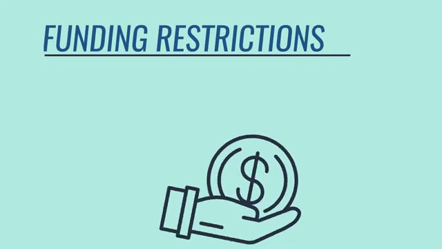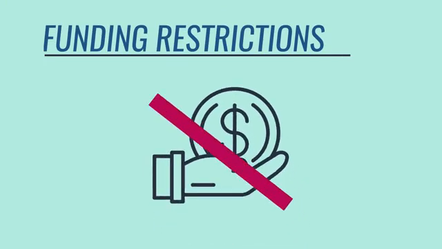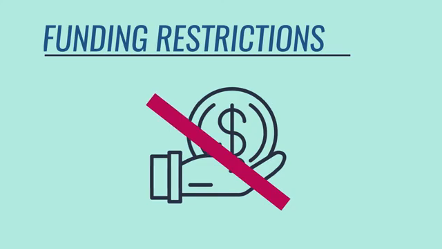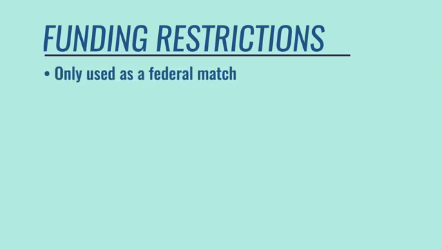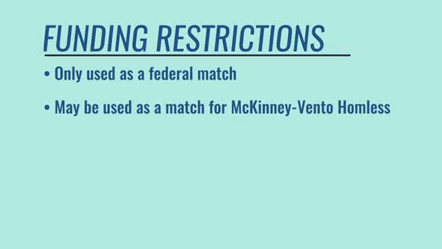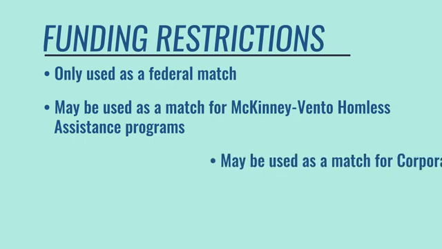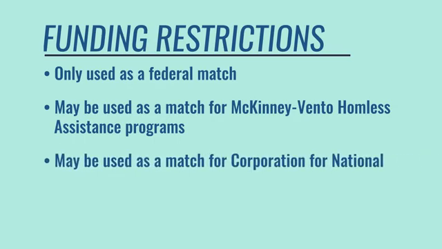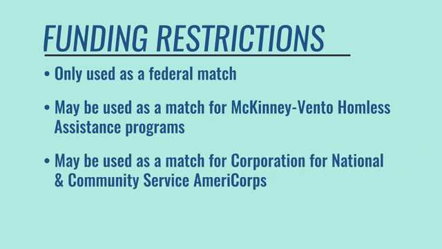There are restrictions on what CSBG funding can be used for. We'll discuss the federal restrictions in place, but your state may have additional guidelines. According to the OCS, CSBG should only be used as a federal match, including a match for HUD's McKinney-Vento Homeless Assistance Programs and the Corporation for National and Community Services AmeriCorps program.